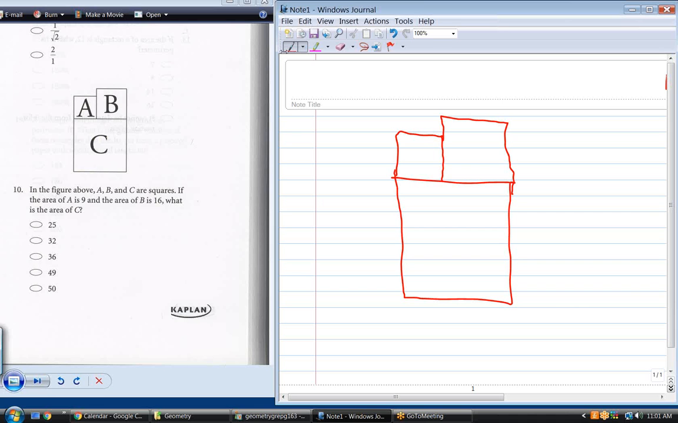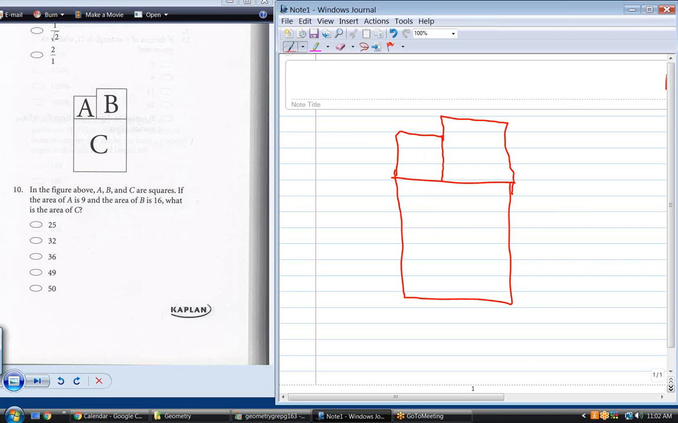They've told us what the area of A is. What does that tell me about A? It tells you that the base times height of A is 9. More importantly, squares, all sides are the same. So the base and height are the same thing. If I know the area of that is 9, can I solve for the side lengths? What are they? Yeah, 3 and 3. Okay, that's the key. That length right there is 3.